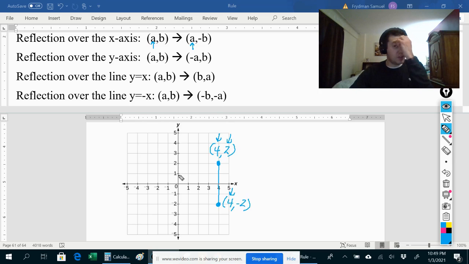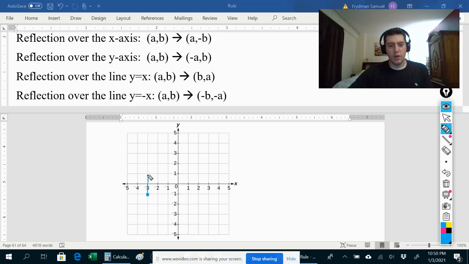And by the way, this won't always end up being a negative number. So for example, what if I had started with the point negative 3, negative 1? And then I reflect that over the x-axis.